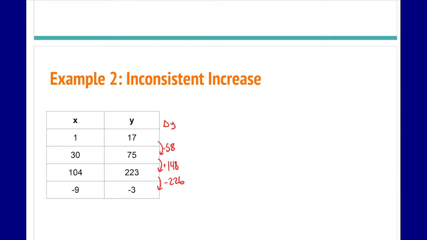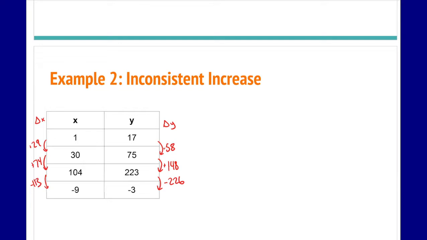So you're looking at how we get from one y value to the next. If we look at the change in x, from 1 to 30, that's a change of 29. From 30 to 104, that's a change of 74. And from 104 to negative 9, that's a change of negative 113.